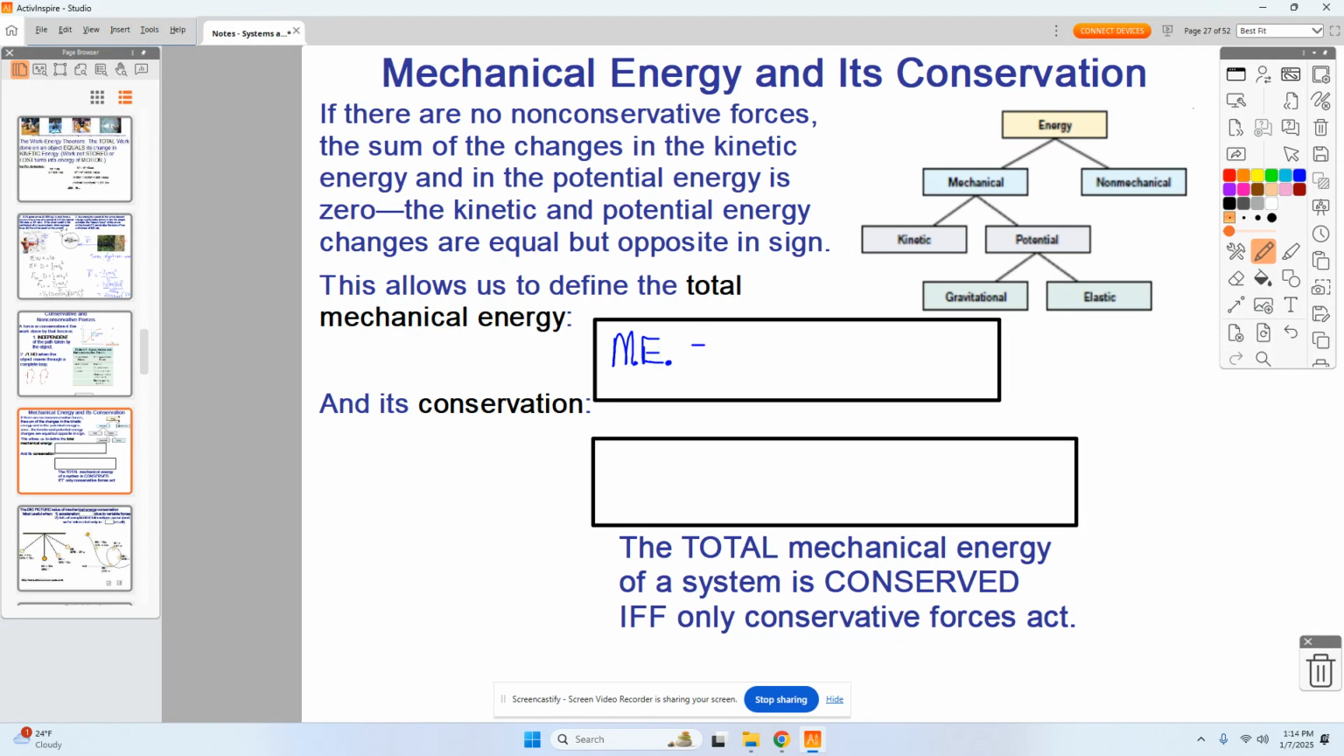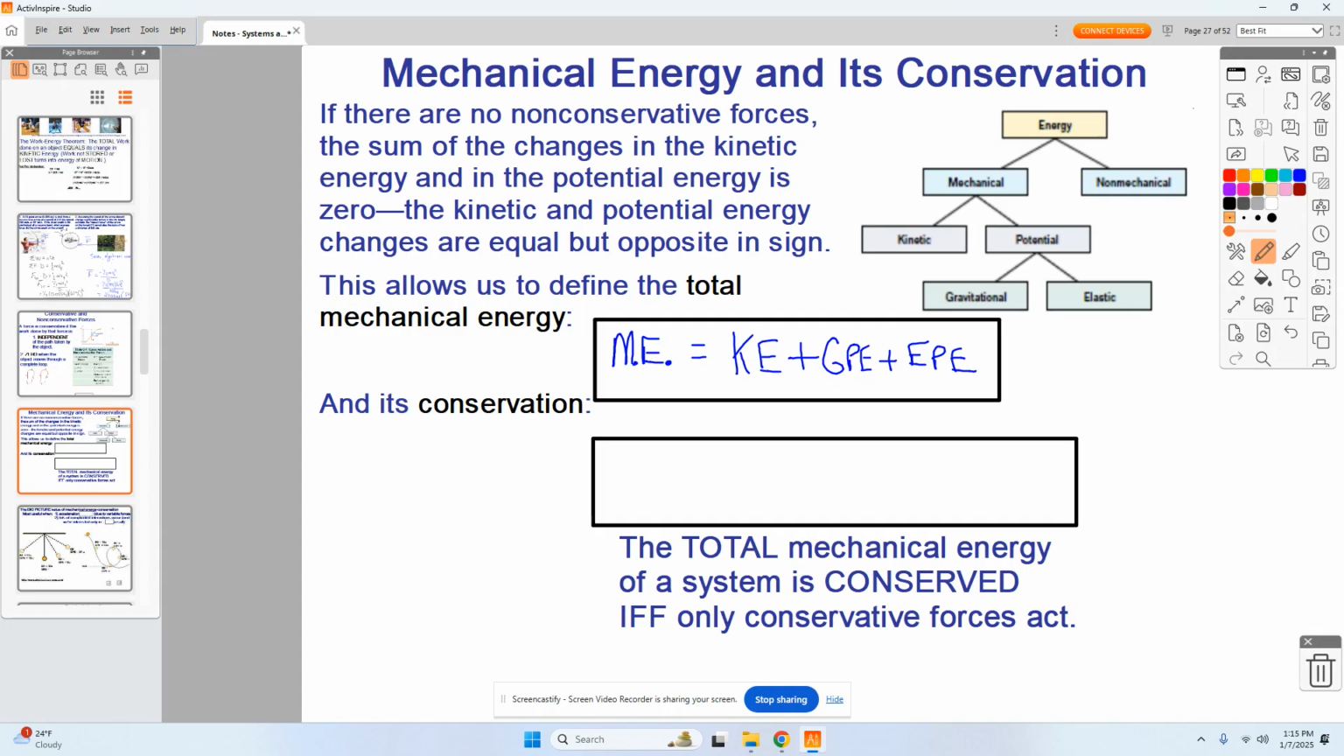This is not, by the way, the same as your ME score for your egg drop device. ME stood for material efficiency. This is mechanical energy. It is equal to the kinetic energy of an object plus the gravitational potential energy of that object plus the elastic potential energy of that object. It is the sum of those three forms of energy that we've modeled.